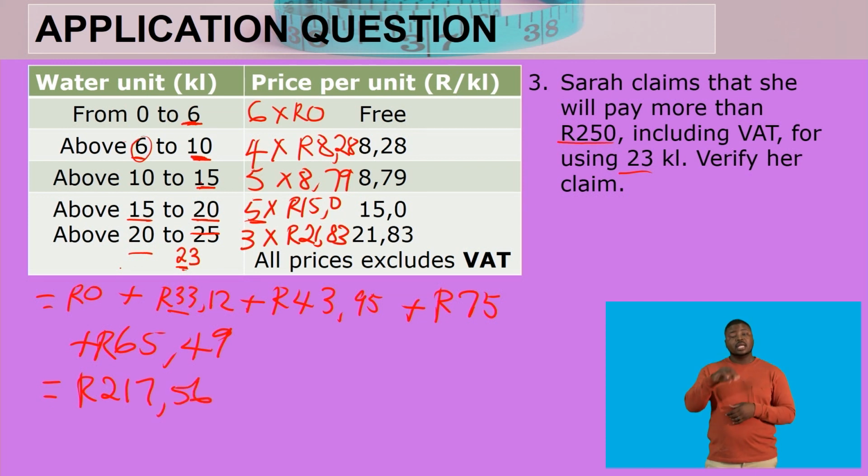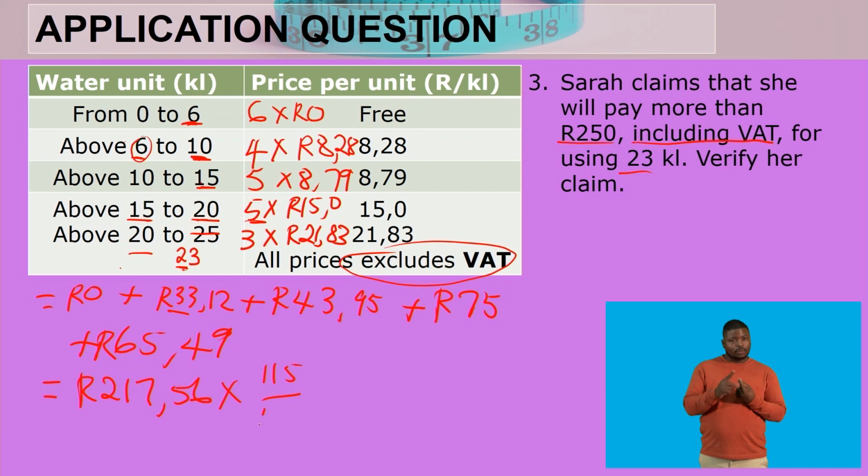But remember, the question says she's claiming that that amount will be more than 250, including the VAT. So we have to include VAT because the prices exclude VAT. So when we include VAT, we say 115 over 100, then we do the multiplication, 217 rand 56 cents times 115 over 100. The answer is 250 rand 19 cents.